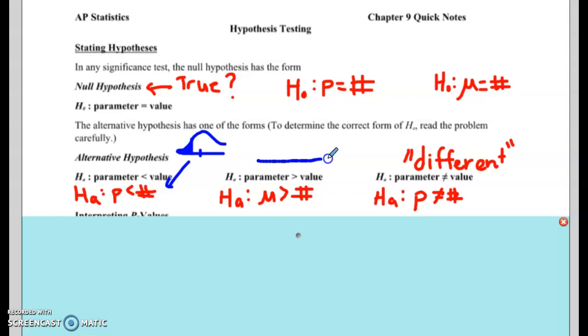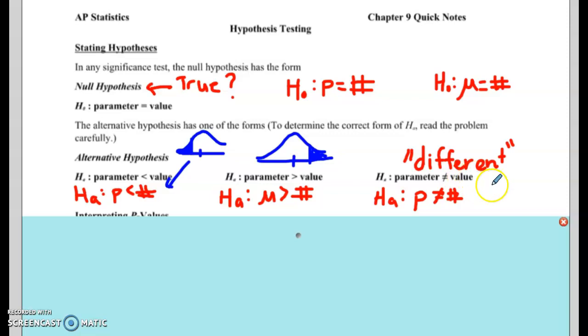If it's greater, we're going to end up having the population parameter in the middle and then some sample statistic we base it off of, and greater we shade to the right. So these are the values. We're going to calculate these probabilities and these tails.